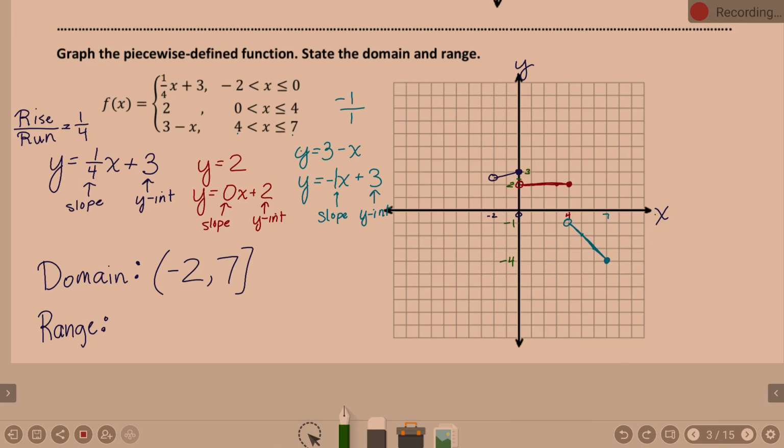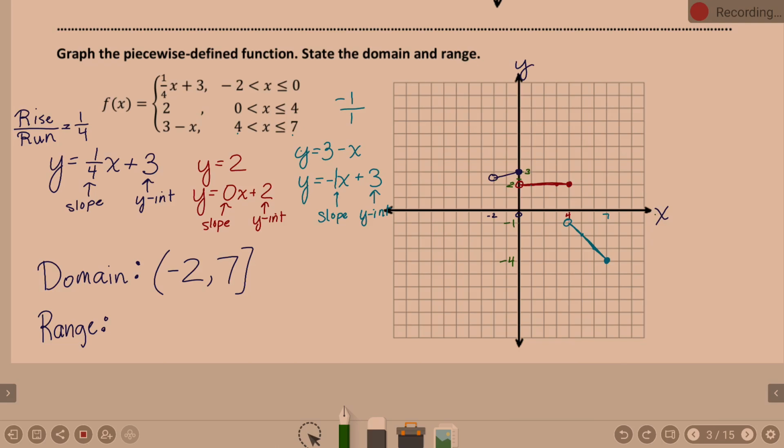And so as we were following, we went from -2 to 0, but then the graph picked back up here on the red. So then we went to 0 to 4. But then when we were ready to stop, we picked back up in the light blue and went all the way over to 7. So thus we ended up with the -2 to 7. Okay, range. Range is our y values up and down.